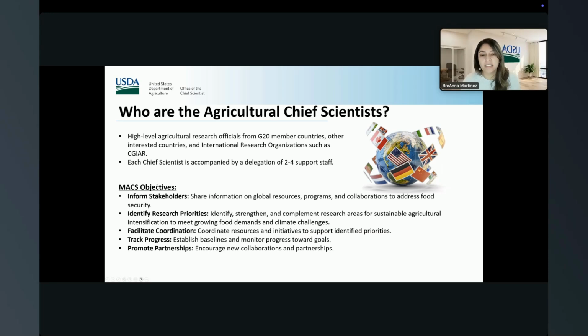So MACS objectives are to inform our stakeholders, share information on global resources, programs, collaborations to address food security, identify research priorities, strengthen and complement research areas for sustainable agriculture, to meet growing food demands and climate challenges, facilitate coordination, coordinate resources and initiatives to support identified priorities, track progress, and we are trying to establish baselines and monitor progress towards goals. And last but not least, promote partnerships. We would really like to encourage new collaborations and partnerships.